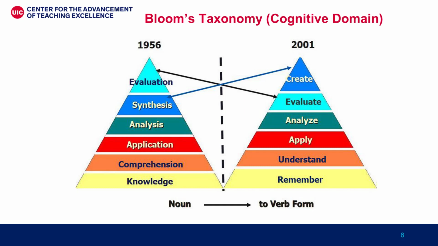The biggest change was a shift from nouns to verbs. Other notable changes are the replacement of knowledge with remember at the bottom level, the movement of evaluate to the top of the pyramid, and the replacement of synthesis with create. Looking at either the 1956 or the 2001 version of the taxonomy, you will see that the 6 levels of objectives are organized by hierarchy, moving from lower order thinking skills at the bottom of the pyramid to higher order thinking skills at the top.